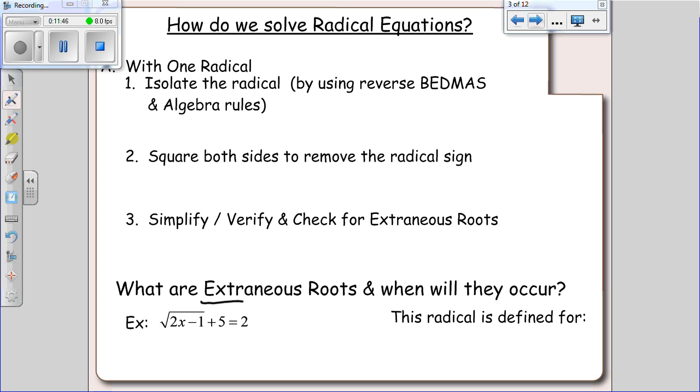Which means, and this is what I'm going to show you, because that's just part of math. So, if you look at this question right now, you have the square root of 2x minus 1 plus 5 is equal to 2. Could x, just for fun, be 0? No. If x was 0, you'd be square rooting a negative.